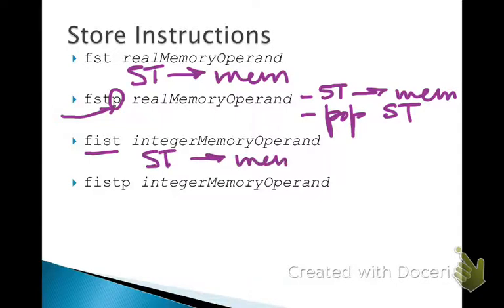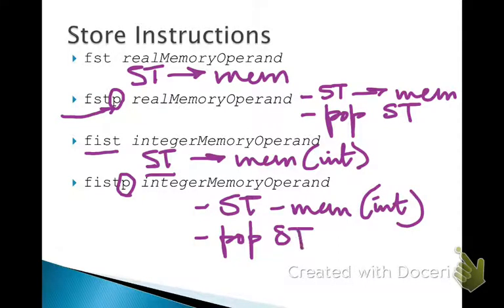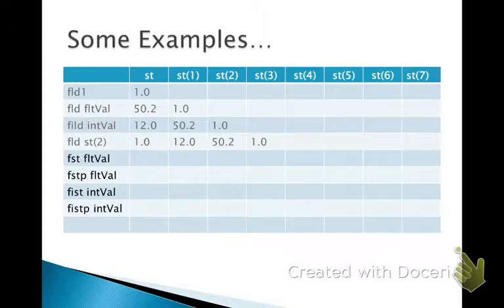Integer store stores stack top to someplace in memory. Now it's an integer value in memory, so it's going to convert stack top to integer, or demote it to an integer value before it stores it. And again, this is the same as integer store, except now we are popping. So stack top goes to memory, and then we pop the top of the stack.